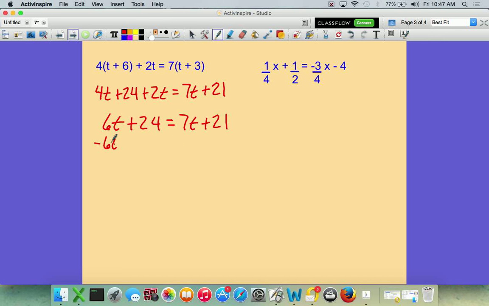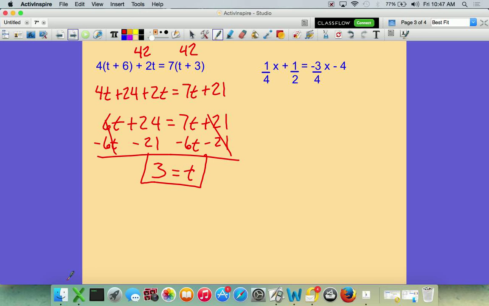Subtract the 6t over, subtract the 21, this and that go away, so we've got t equals 3. Check it to make sure that it's right. On the left side, 3 plus 6 is 9 times 4 is 36, plus 6 is 42. 3 plus 3 is 6, times 7 is 42. Those are equal, so there is our answer.